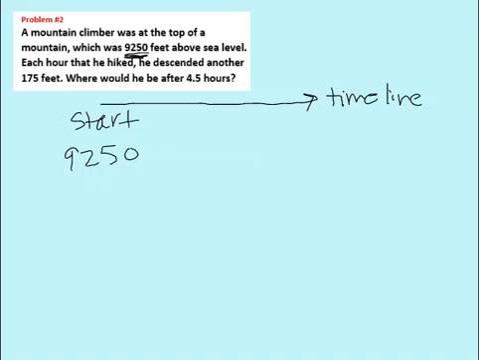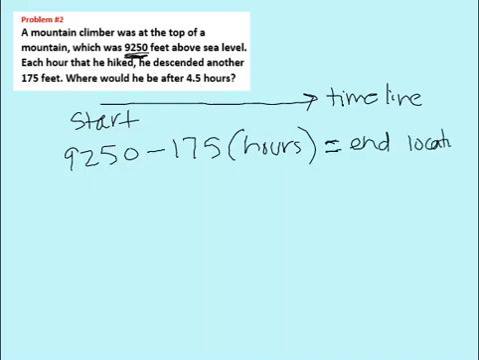And then we know that something happens repeatedly, right? Each hour, he's going to descend another 175 feet. So we know that's going down 175 each hour. I'm going to write hour in parentheses, because that's what's happening each hour. And then he's going to end up somewhere, so this is the ending location. This is the starting location. I can write the word location in there. So we've got the starting location, and then he goes down 175 each hour, or she, and then we've got the ending location. Now let's see what other information we're given in the problem.